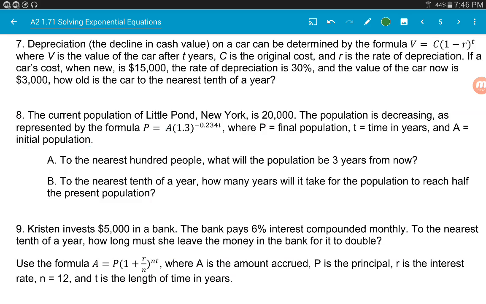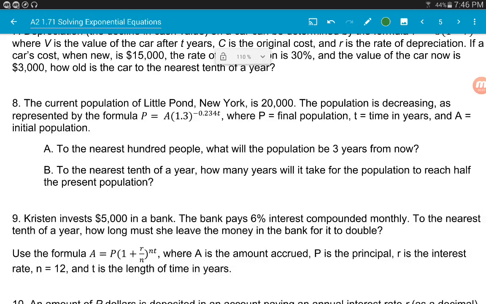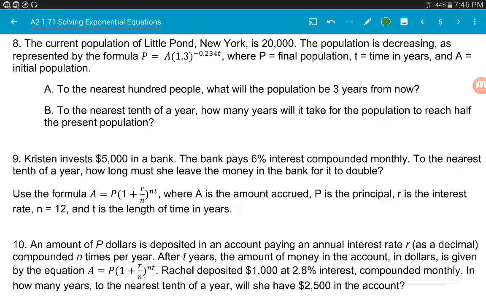The current population of Little Pond, New York is 20,000. The population is decreasing as represented by the formula P equals A times 1.3 raised to the negative 0.234t, where P equals the final population, T equals the time in years, and A equals the initial population. So there are a couple questions here. To the nearest 100 people, what will the population be 3 years from now? That's the first question. So let's handle this one piece at a time.